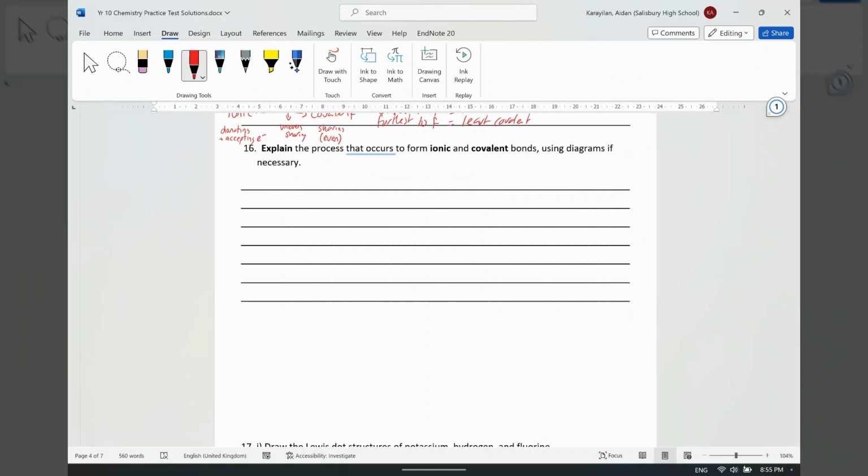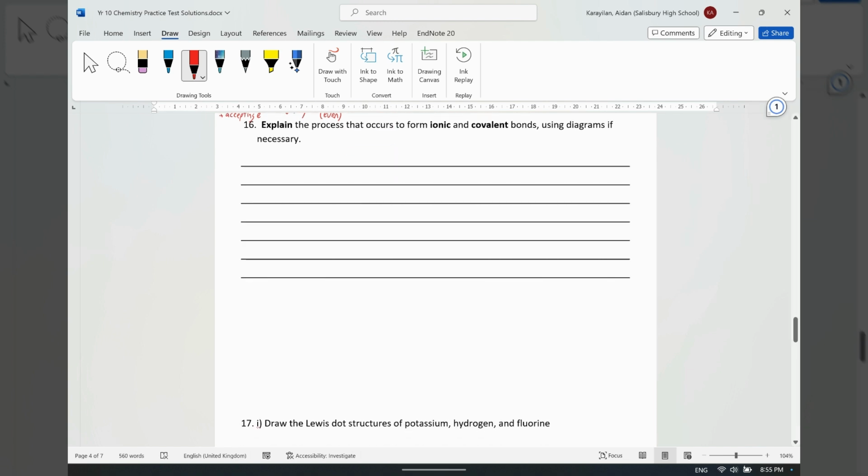Okay, so it says here, explain the process that occurs to form ionic and covalent bonds using diagrams if necessary. So there's a bit of space for words, there's a bit of space for diagrams. So I'll do the diagrams first, just to help explain it. So if we have two substances, let's pick something super simple. So let's pick sodium and chlorine.